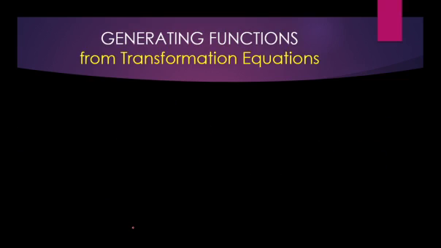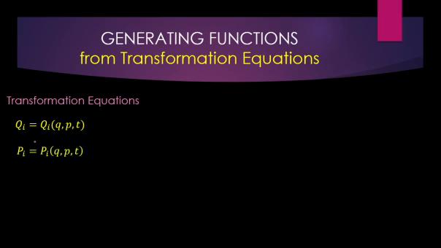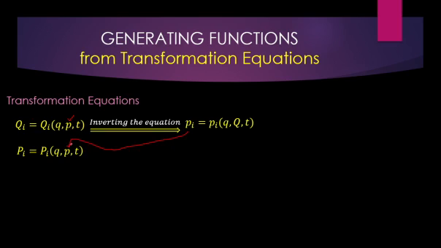Now let us see how you obtain the generating function from a given transformation equation. That is also possible. Let us consider the transformation equations we know, that is Qi is a function of small q, small p and time t, and capital P is again a function of all the same variables. So we just have to invert the first equation. Inverting, that is rearranging the equation, you will get p as a function of small q, capital Q and time t. Okay, and we'll substitute for p over here.